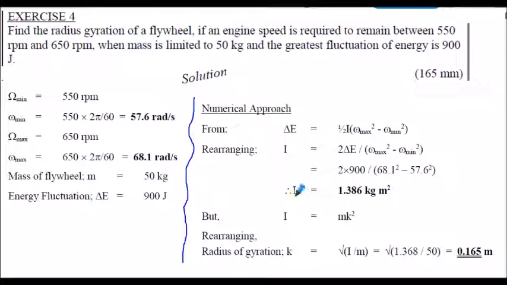I've got an I value of 1.386 kilogram meter squared. My I equals m k squared equation, I can rearrange to find the k.